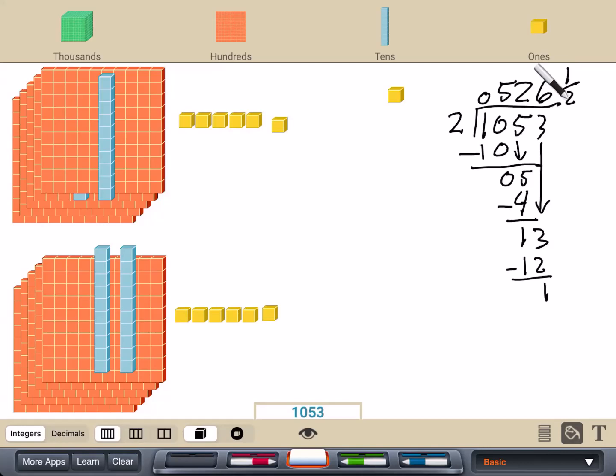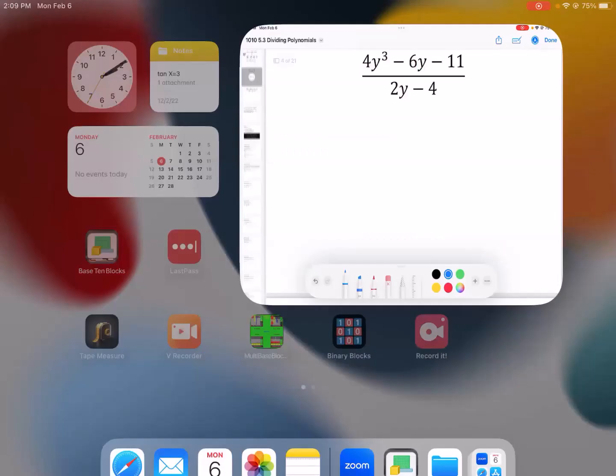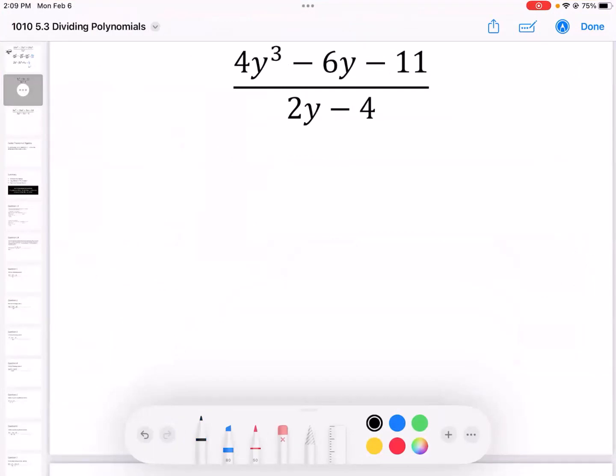And with polynomials, we're going to go through the same process, except instead of having thousands and hundreds and tens and so on, we're going to have x cubed, x squared, x and constants. So let's go back to the problem we have here. In this problem, I'm going to write out the polynomial that I'm dividing.